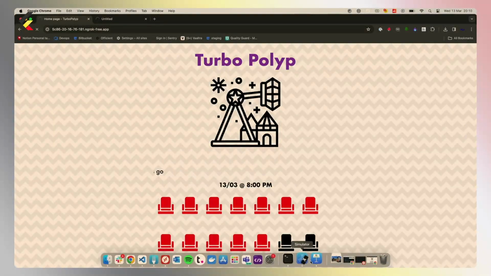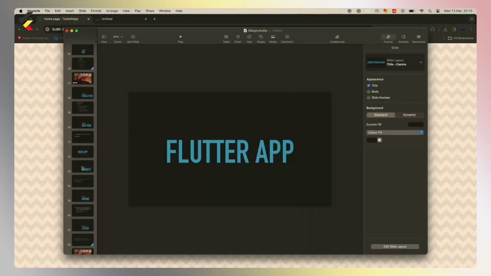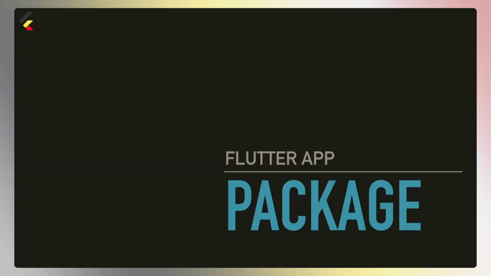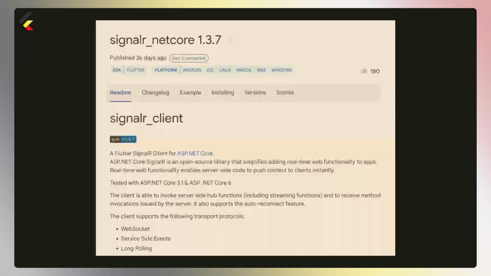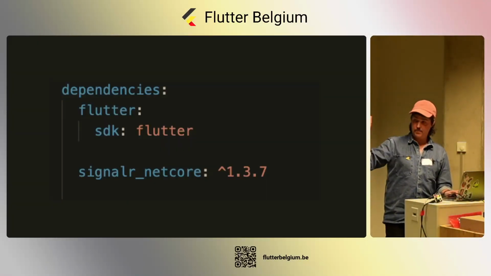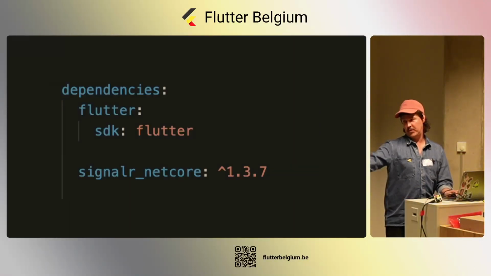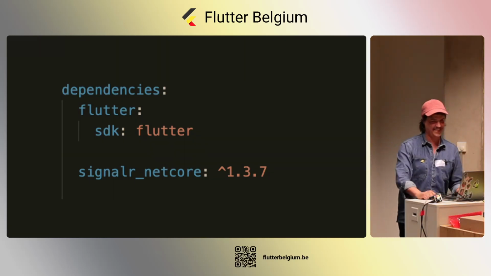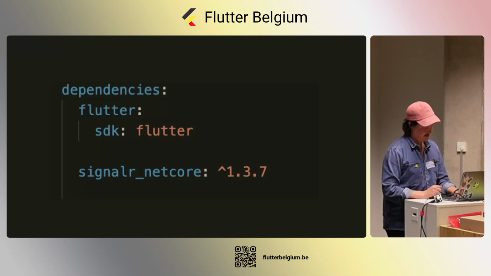And now, of course, we want to do this in a Flutter app. How do we do this? There's a package, SignalR.NET Core, which we can just add as a dependency, which you do like this. I'm new to Flutter, so yes.